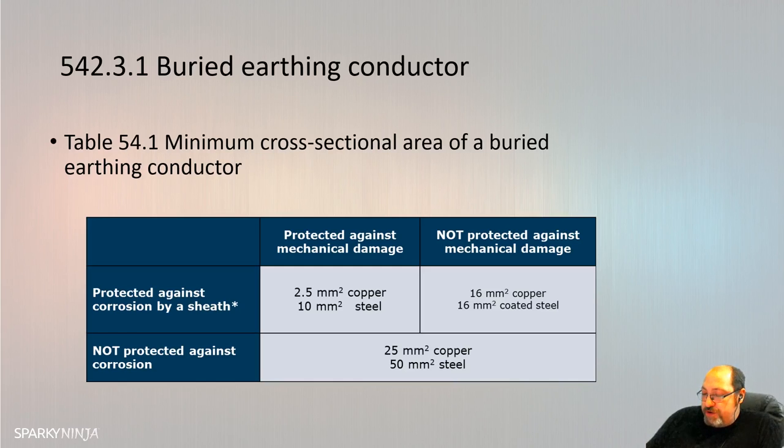So we have protection against corrosion by sheath or not protected against corrosion down the left. And we have along the top protection against mechanical damage or not protected against mechanical damage. So you can see if we had a copper cable, we could be as small as 2.5 if we had both protective measures. If we had neither, 25 mil. So quite common, you may get a question along this line of a buried earthing conductor. If the clue is saying buried earthing conductor, come straight here. Alright.